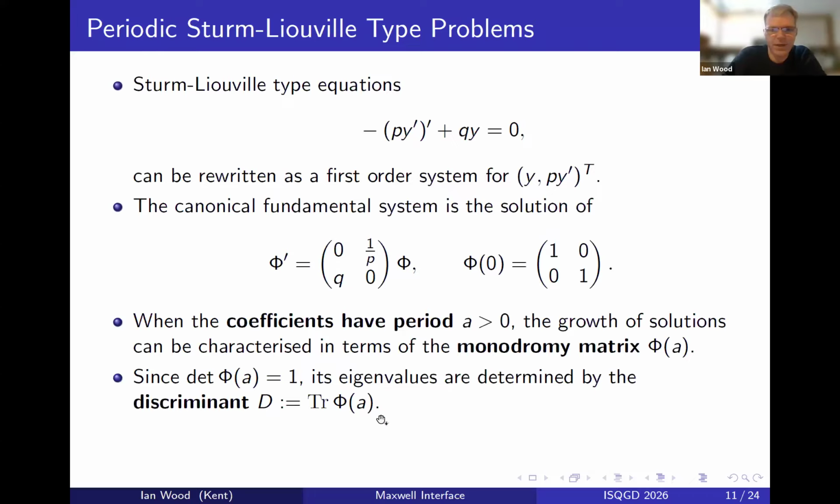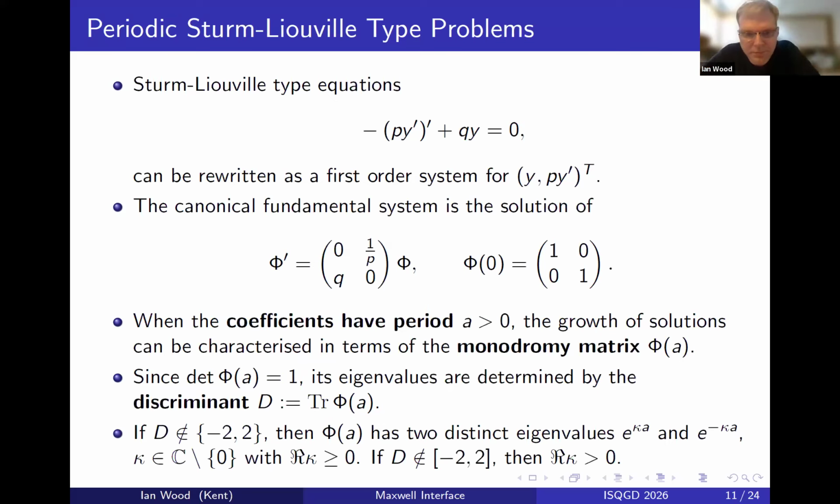And because the determinant is 1, these are controlled essentially by the discriminant. So this discriminant D is going to pop up in the conditions that we're going to see later, and that's going to be the trace of the monodromy matrix. Right, and so if this discriminant is not either plus or minus 2, then we get two distinct eigenvalues, which we can write as e to the kappa A and e to the minus kappa A, where we choose the real part of kappa to be greater or equal to 0.